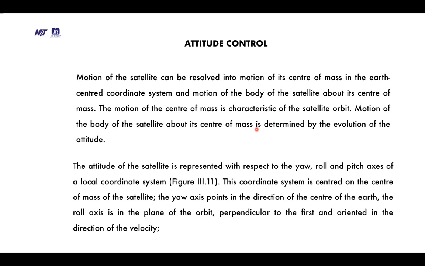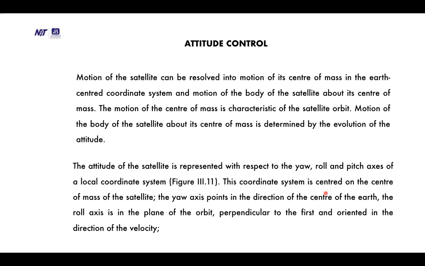Attitude control. Motion of the satellite can be resolved into motion of its center of mass in the Earth's center coordinate system and motion of the body of the satellite about its center of mass. The motion of the center of mass is characterized by the satellite orbit. Motion of the body of the satellite about its center of mass is determined by the evolution of the attitude. The attitude of the satellite is represented with respect to yaw, roll and pitch axes of a local coordinate system, and it will be shown subsequently.